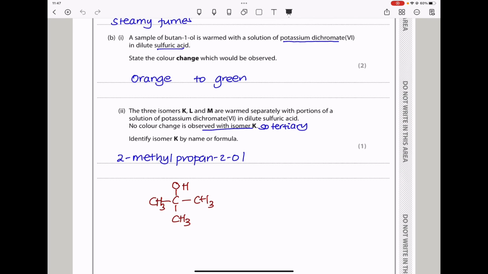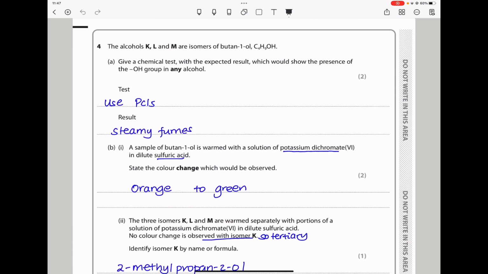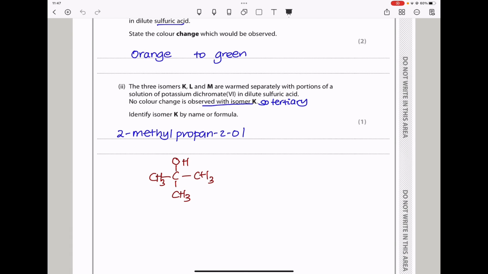Next they say, the 3 isomers K, L, and M are warmed separately with portions of a solution of potassium dichromate(VI) in dilute sulfuric acid. No color change was observed for K. Because we know they are isomers and no color change was observed here, we can conclude that K is going to be tertiary. So here they say identify isomer K by name or formula. Based on the formula given to us here, for carbons, I can know this is going to be tertiary, and this is going to be 2-methylpropan-2-ol. That is going to be my structure K. Moving on.